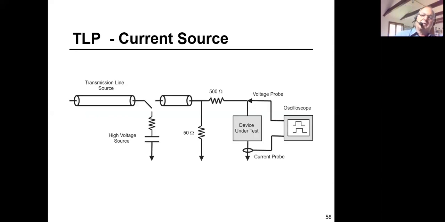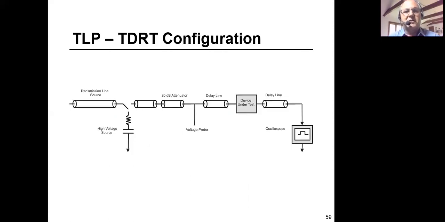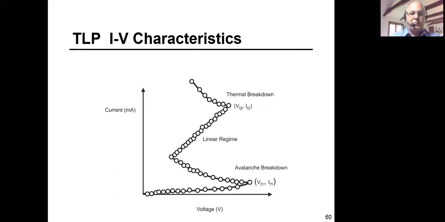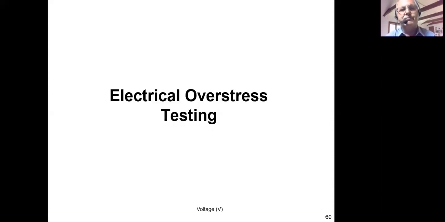There's also something known as transmission line pulse testing. There are 4 configurations. I'm just going to show you 2. One is known as the TLP current source configuration. The other one is time domain reflection and transmission. From this characteristic, we can determine an IV profile showing the kinks in the device: the avalanche breakdown, the reverse resistance regime, the linear regime, and breakdown.